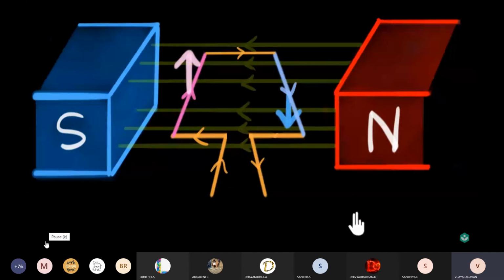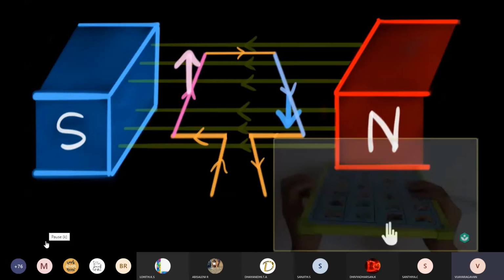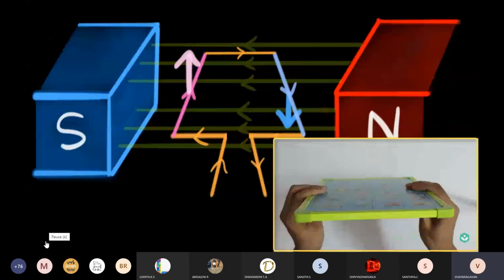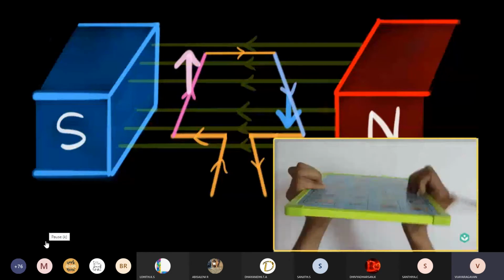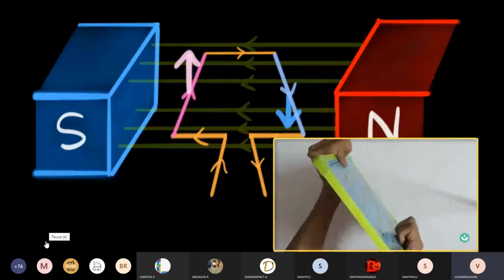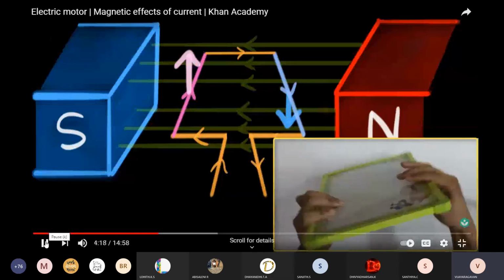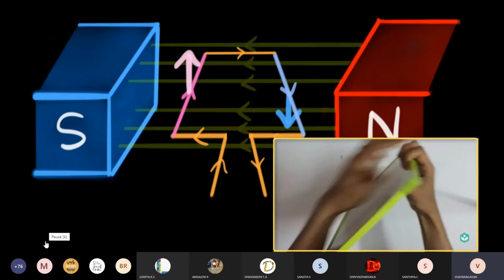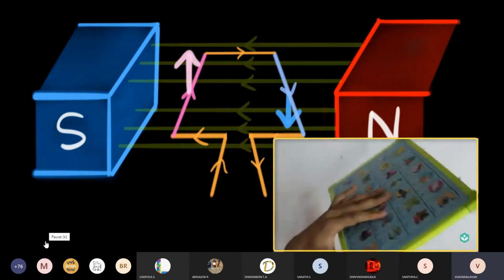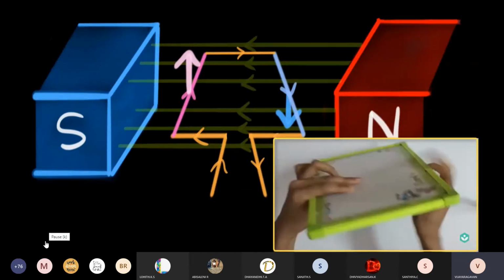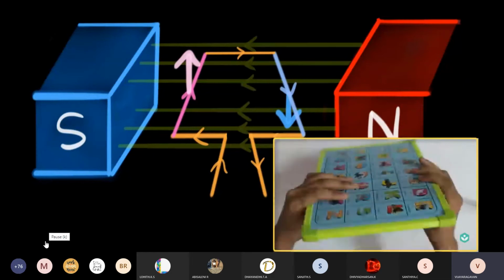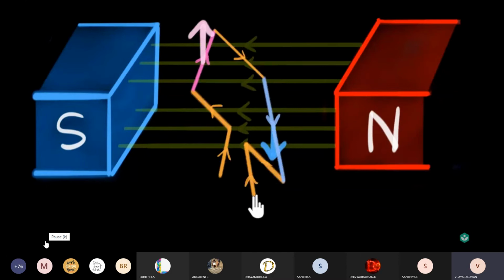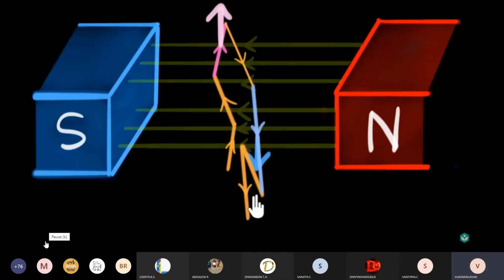But how exactly will it move now? Well, here's my board. Let's imagine this is our rectangular coil. Notice on the left side, I'm going to push it up. On the right side, I'm going to push it down. And as a result, notice it starts spinning. So just like this, our coil will also start spinning. And in fact, over here, it's going to spin in the clockwise direction. So the same thing will happen over here. Our coil will start spinning in the clockwise direction.